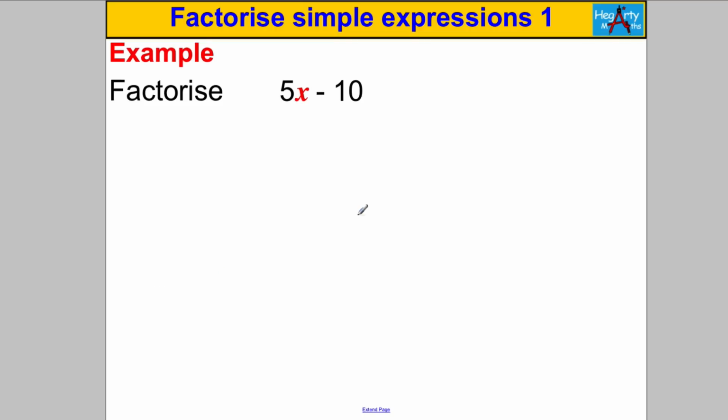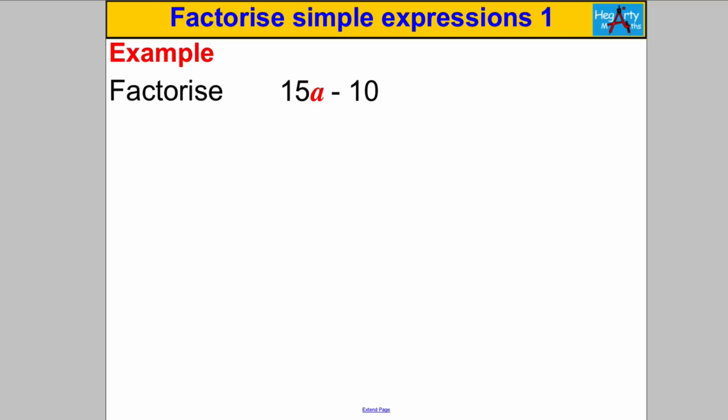Pause the video, have a go at this. It's the same as before, but there's a takeaway there. The highest common factor of 5 and 10 is 5. X, and there's no more algebra, so open up the brackets. 5 times what gives me 5x? Well, simply an x. 5 times what gives me negative 10? Negative 2. Times it out before you go on, and you know you're done.